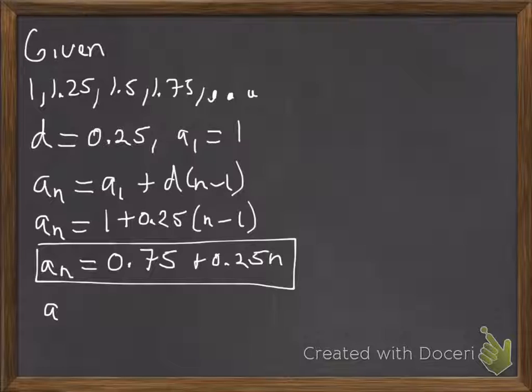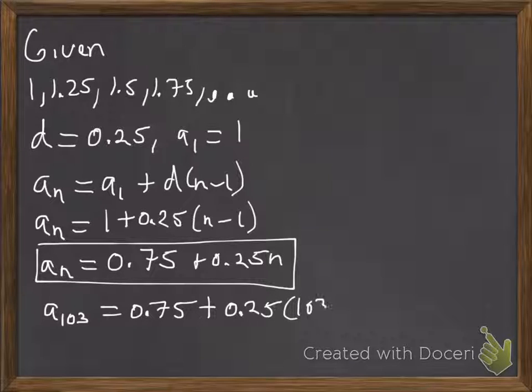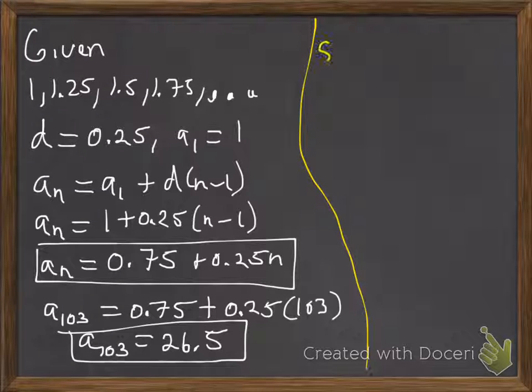To find the S103, not S103, excuse me, A103, we're going to go ahead and just plug 103 in and be done with it. That'll tell us what our 103rd term is, so we saved ourselves a lot of time of writing the whole list out. Okay, and that 103rd term is 26.50.